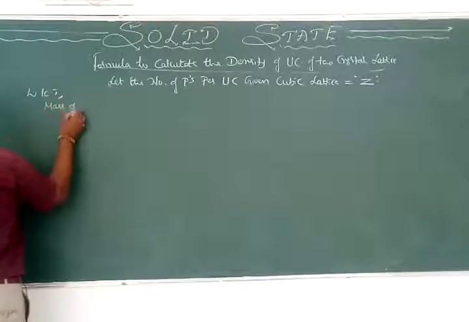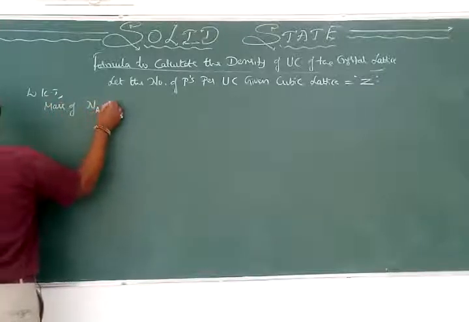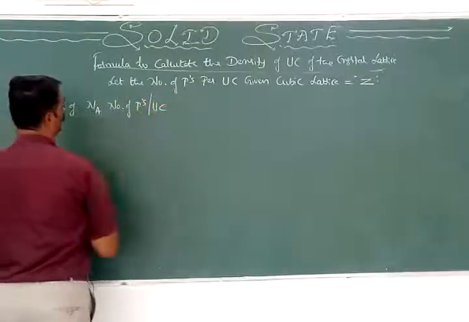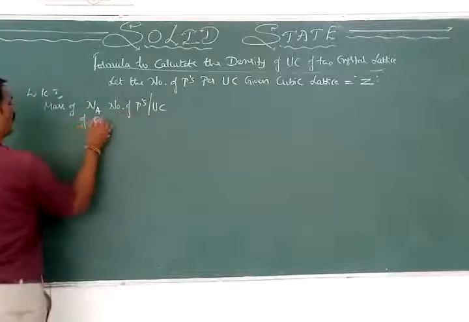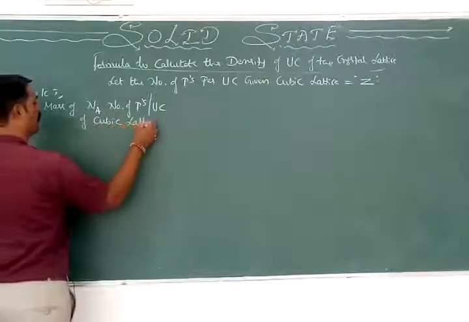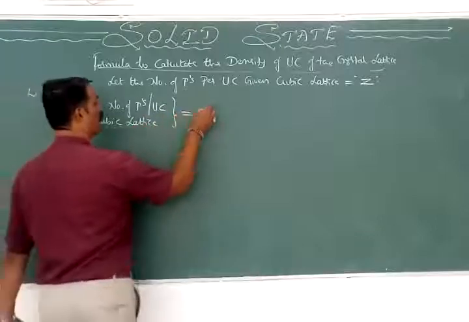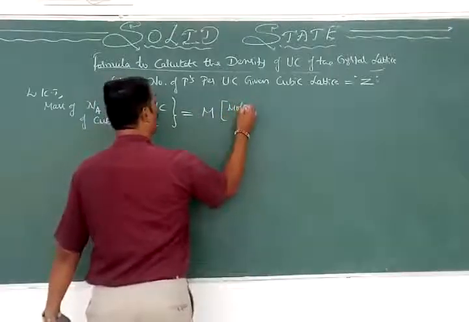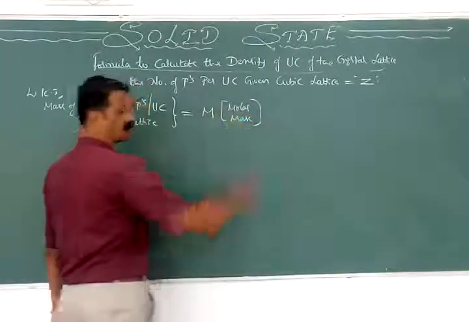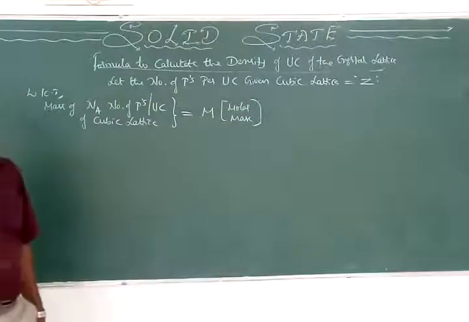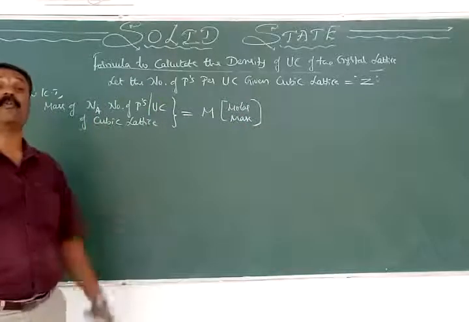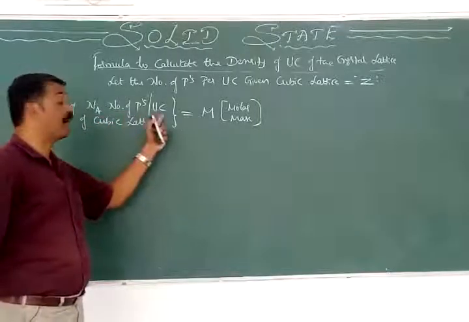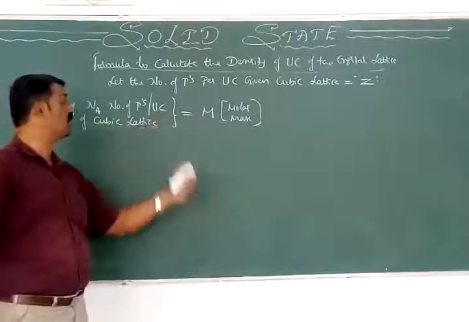Mass of NA number of particles per unit cell of cubic lattice is equal to M here. What is M here? It is called molar mass, or sometimes molecular mass, because 1 mole of a substance refers to Avogadro number of particles. Means the mass of NA number of particles present per unit cell of the cubic lattice is equal to M.